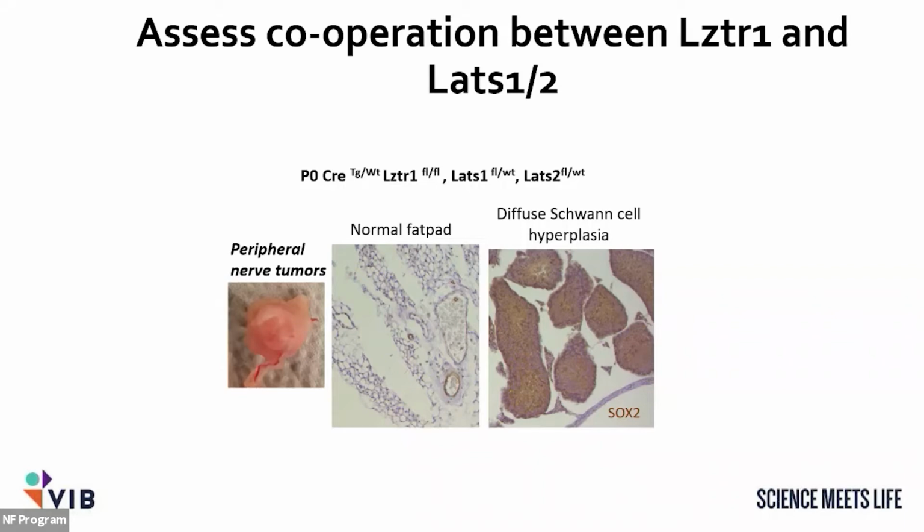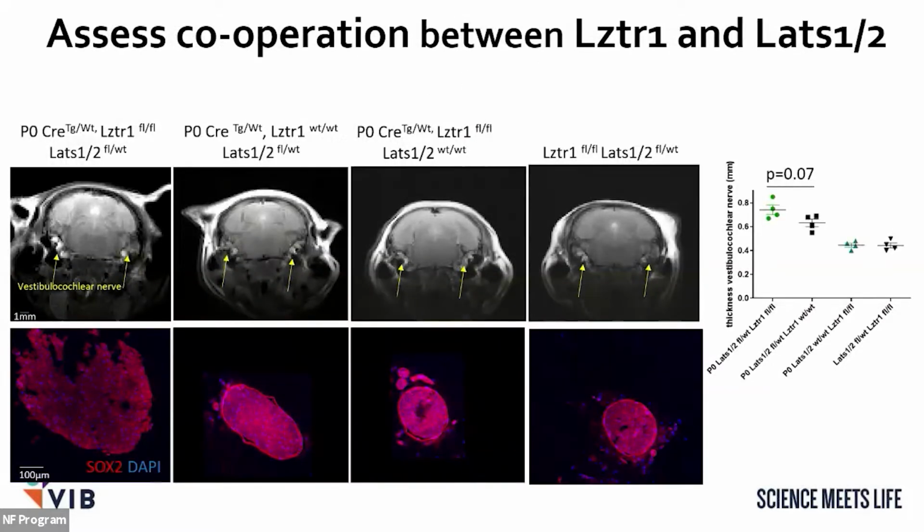We couldn't detect such tumors in either LZTR1 knockout mice or in mice where both LATS1 and 2 were deleted. But of course, it was just a few mice showing such a severe phenotype. So penetrance for this is, I would say, quite low. So we started to monitor our other mice.